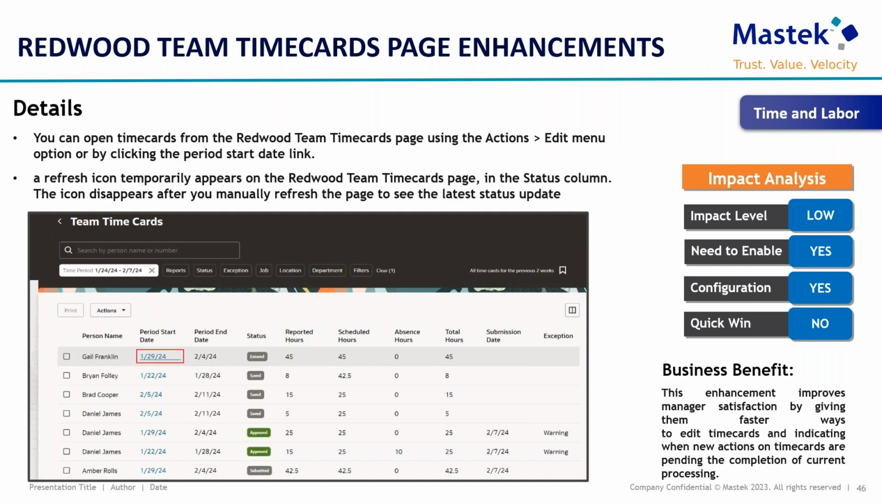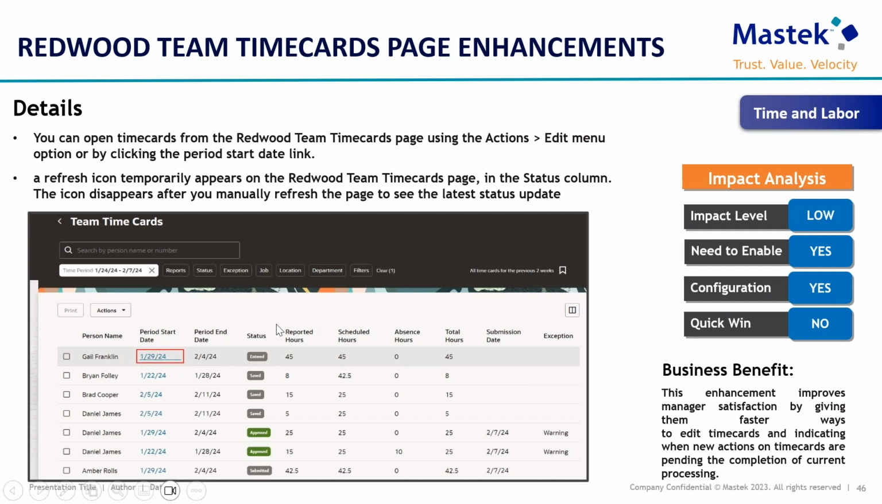The next feature is Redwood Team Time Cards page enhancement. This particular enhancement is for managers to review. There are two major changes Oracle has introduced on this page. The very first change is similar to the existing time card page, where Oracle has enabled the hyperlink onto the period start date, where manager can click on it and go inside and check the time card of the employee.